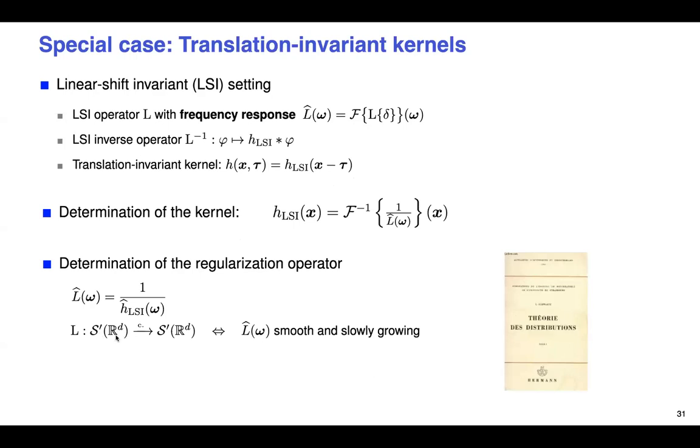And in fact, I know, and this is from Schwarz theory of distributions, that I have an operator that goes from S prime to S prime if and only if my frequency response is smooth and slowly growing. That's the only condition. And then examples of admissible kernels here are those which are like Gaussian-like functions.